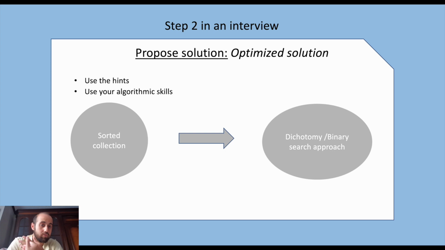So by doing so, during every iteration, your problem will be divided by 2. So at the end, the complexity will be logarithmic complexity, which is far better and optimized. Okay, so let's see the implementation together.